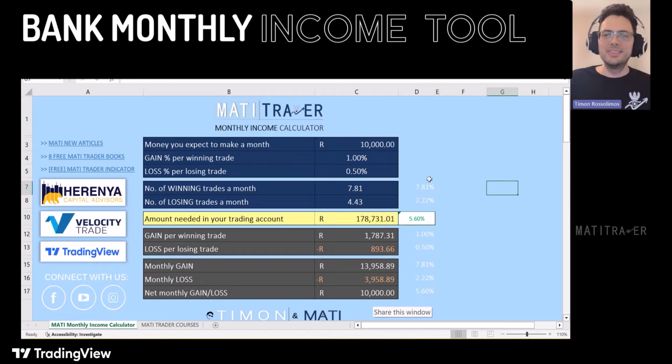It's amazing. So to bank your 10,000 Rand a month with 0.5% loss and a 1% gain, you need 178,731 Rand and 1 cent, okay? Which I think is perfectly decent, because in this day and age, you are spending 600,000 Rand to 1.4 million Rand on a car that is losing value, that is going through depreciation.